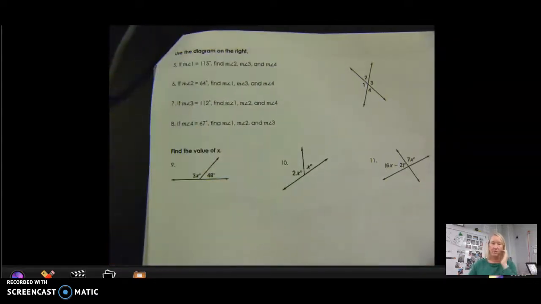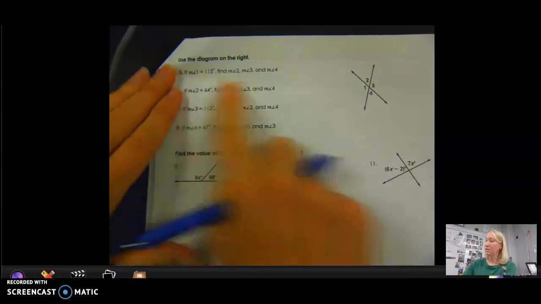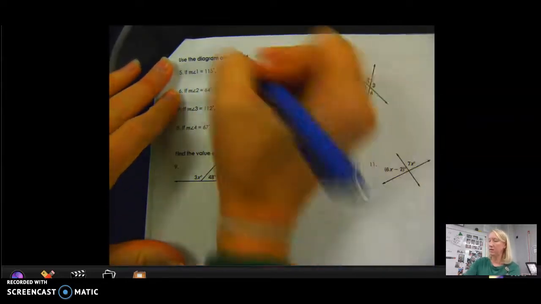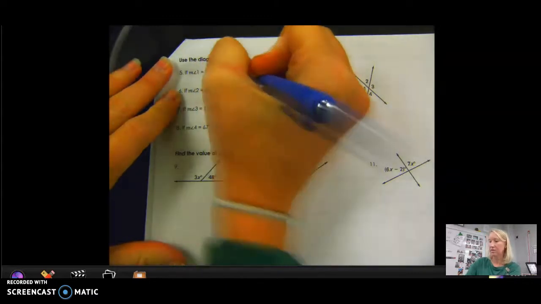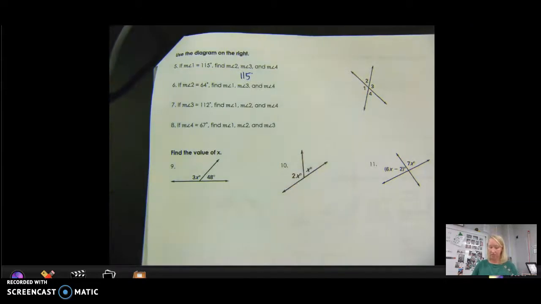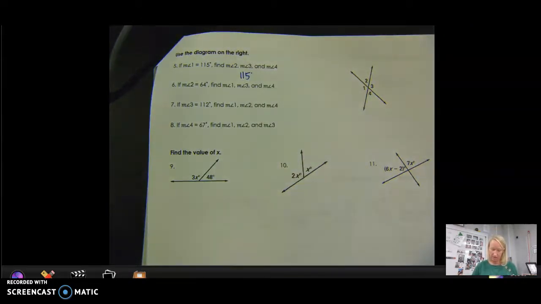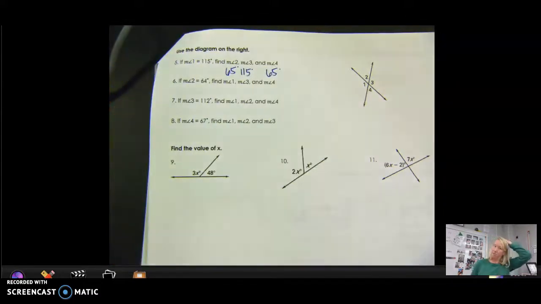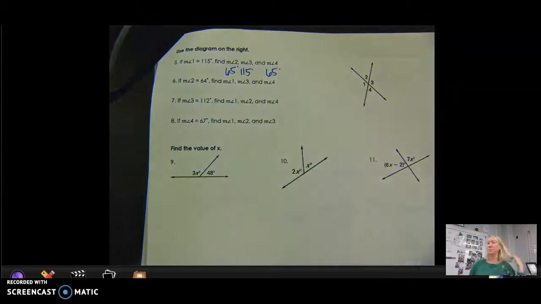Similar kind of to what they were doing on the front. Measure of angle 1 is 115. Find 2, 3, and 4. So we know 3 is vertical, so that would be 115 degrees. We know 1 and 2 make 180, so I'm going to do 180 minus 115. My brain is not working today. So that would be 65. And 2 and 4 are vertical, so that would be 65 degrees also. Go ahead and pause me. Do 6, 7, and 8 on your own.